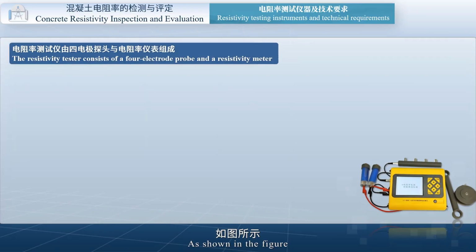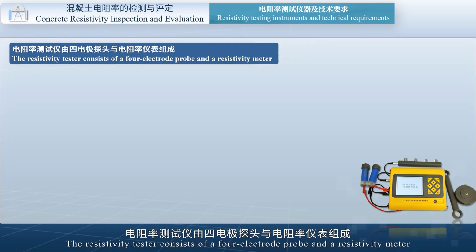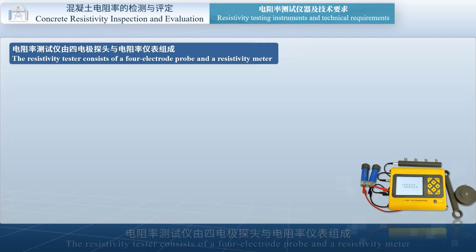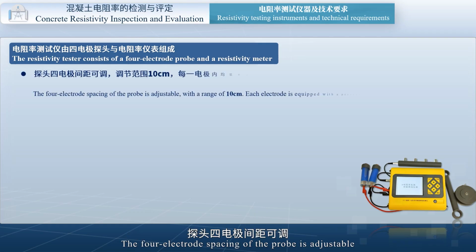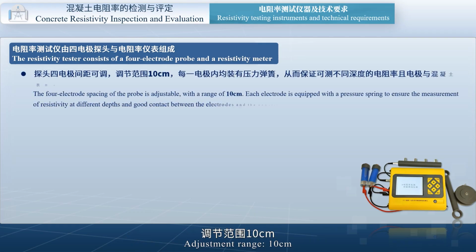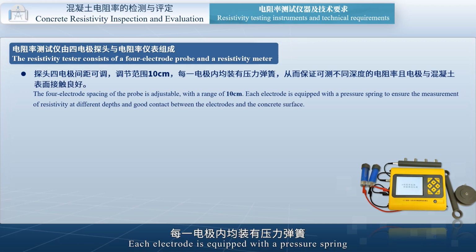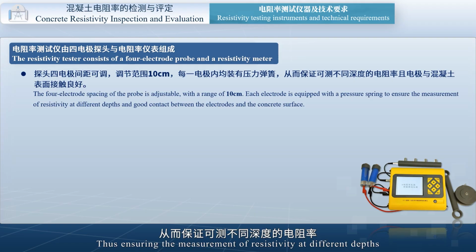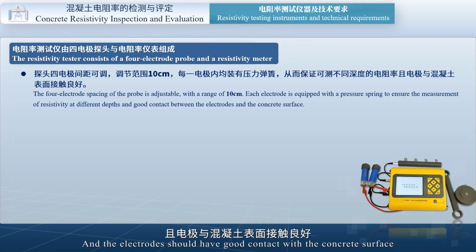As shown in the figure, the resistivity tester consists of a 4-electrode probe and a resistivity meter. The 4-electrode spacing of the probe is adjustable, with an adjustment range of 10 centimeters. Each electrode is equipped with a pressure spring, thus ensuring the measurement of resistivity at different depths, and the electrodes should have good contact with the concrete surface.